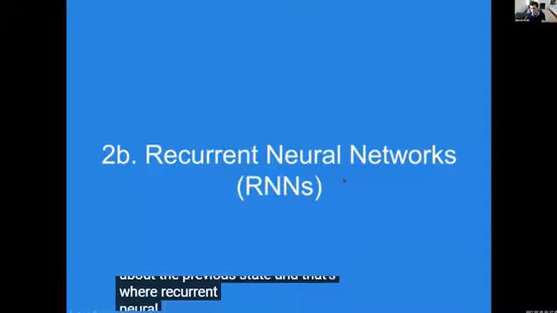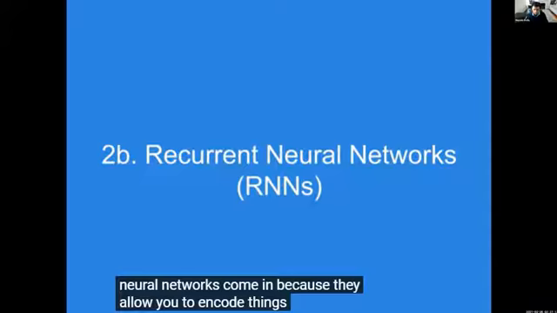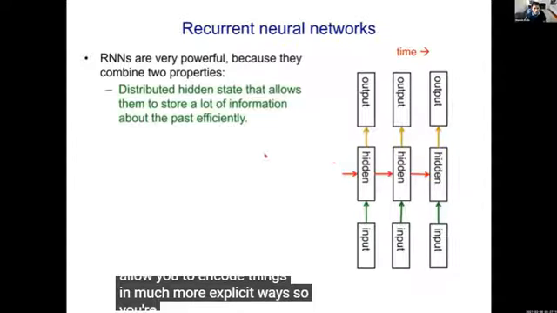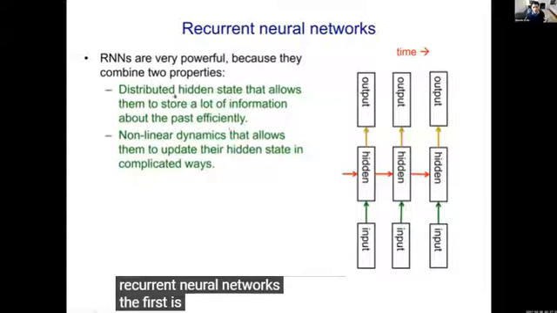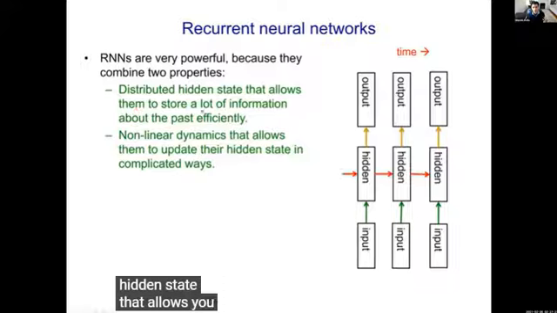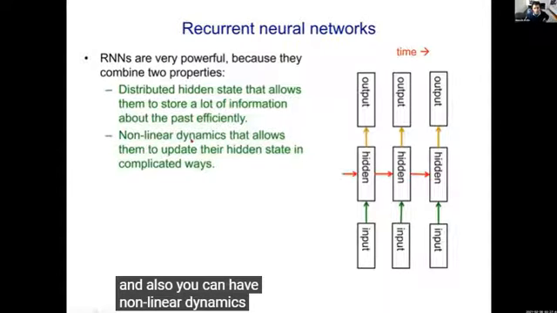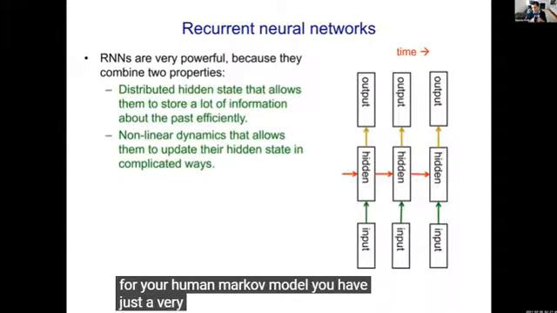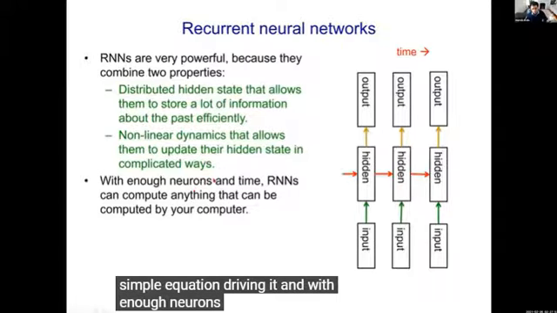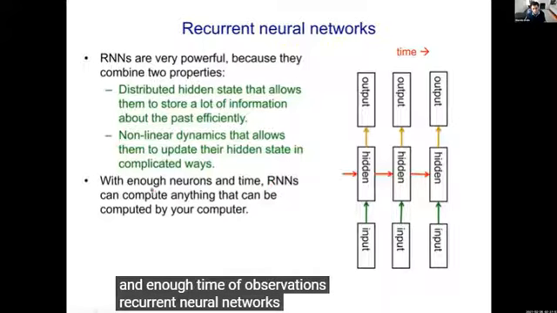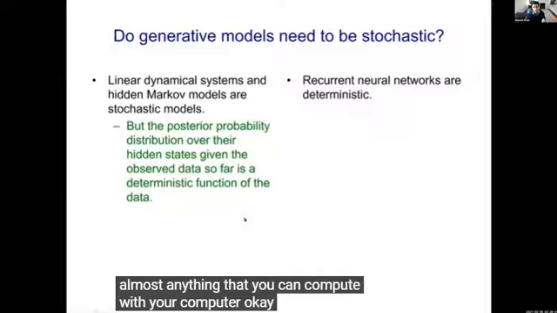And that's where recurrent neural networks come in, because they allow you to encode things in much more explicit ways. So you're combining two properties for recurrent neural networks. The first is that you have a distributed hidden state that allows you to store a lot of information about the past very efficiently. So that hidden state is explicitly represented. You don't have to encode it in a Markov chain that moves along different hidden states. And also you can have nonlinear dynamics, and that allows you to update the hidden state in much more complicated ways. Whereas for your hidden Markov model, you have just a very simple equation driving it. And with enough neurons and enough time of observations, recurrent neural networks can compute almost anything that you can compute with your computer.